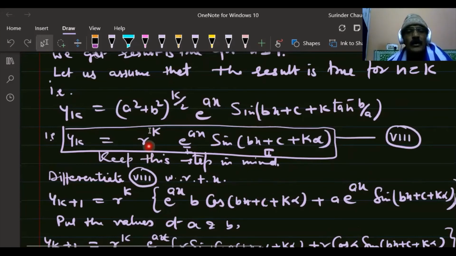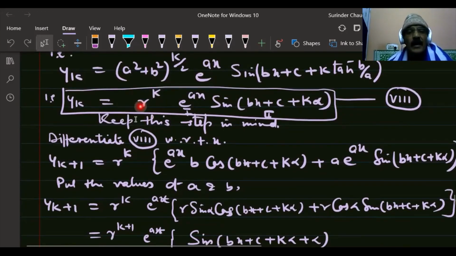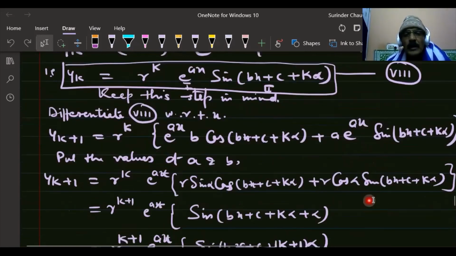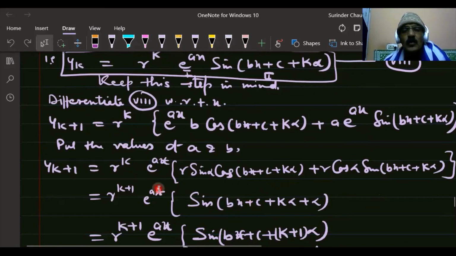So differentiate y as a function of x: e to the power ax is common, b cos of bx plus c, a sin of this. Now e to the power ax is common, so take the common step outside. Put the value of a and b here again. Same process as in the first order derivative. Now again we have the formula to use, the same formula will be used here. R we have taken out.